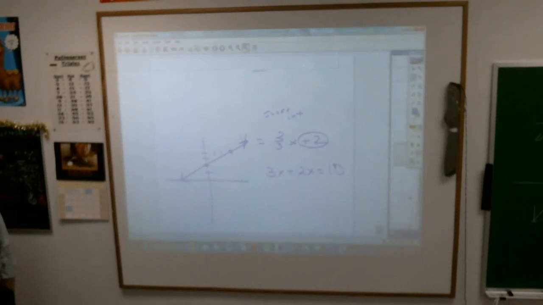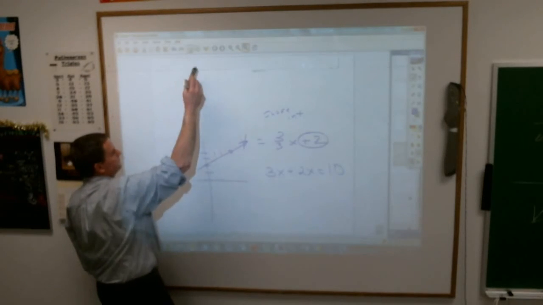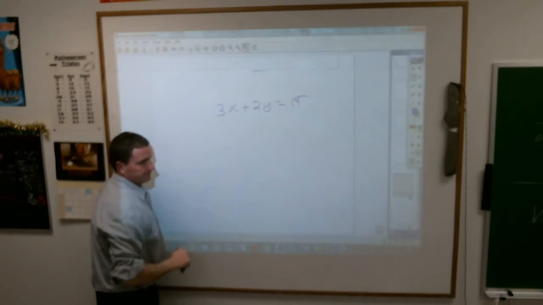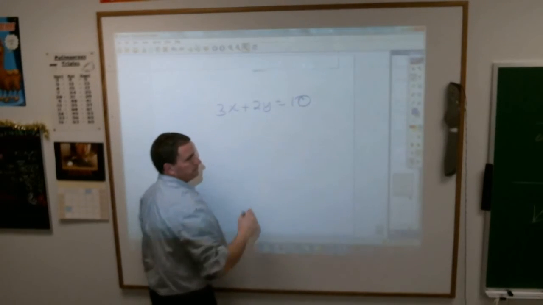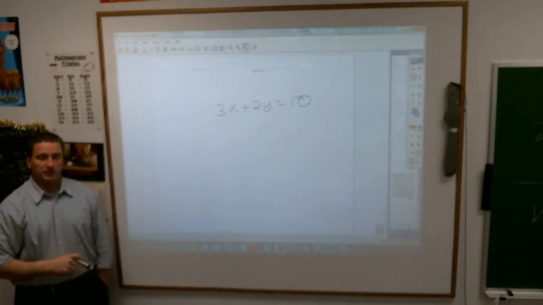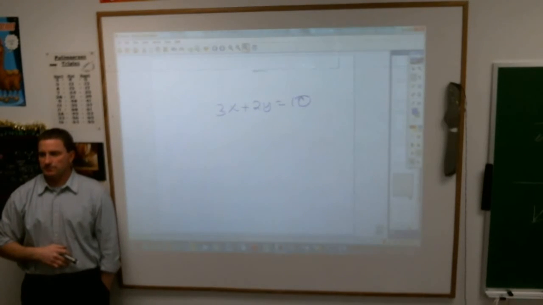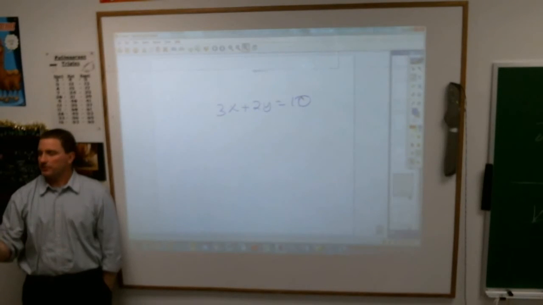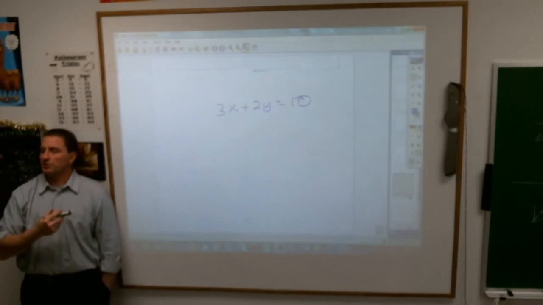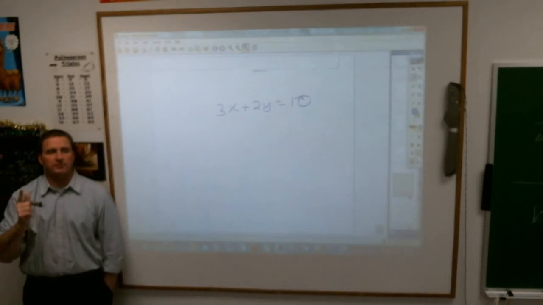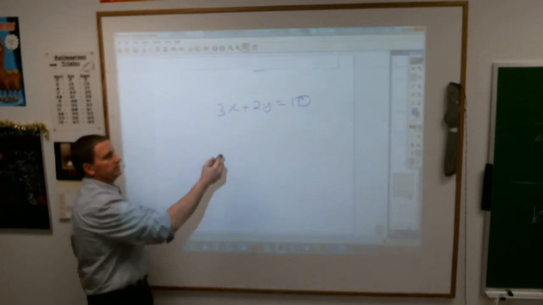Look up here, I know most of you left the building a minute ago. What if you're given this equation? 3x plus 2y equals 10. It's a linear equation. Last one was slope-intercept. This is not in slope-intercept form. This is in standard form. How do you solve standard form linear equations?